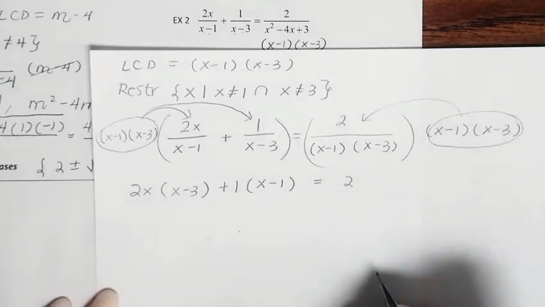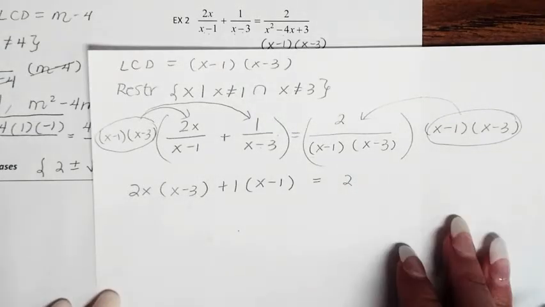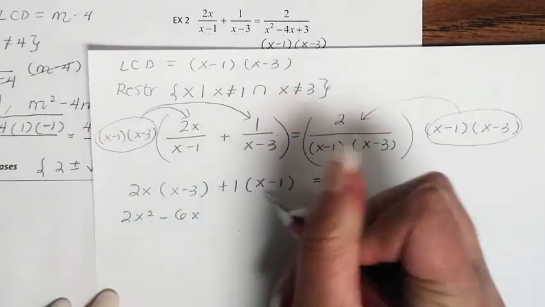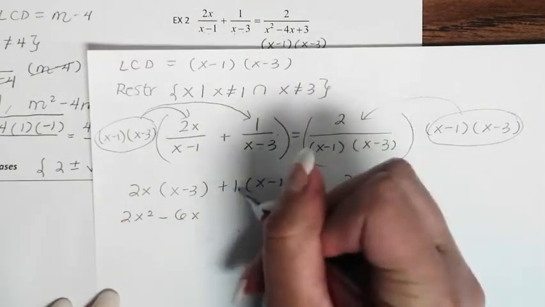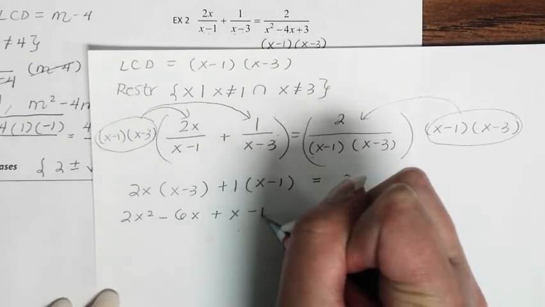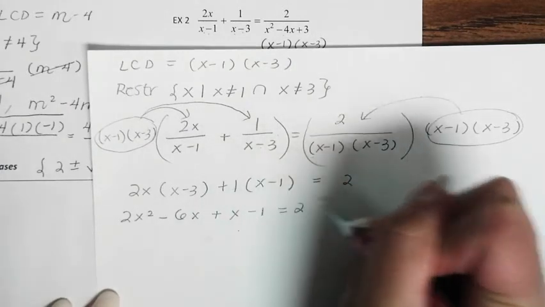After that, I'm going to distribute this 2x here and here. So what do you have here? You have 2x squared minus 6x. Then you have this, you distribute that, but in this case it's pretty straightforward. And this is going to be equal to 2.